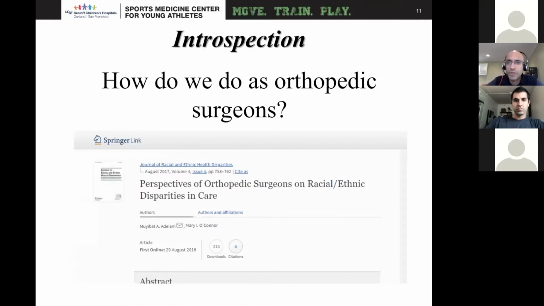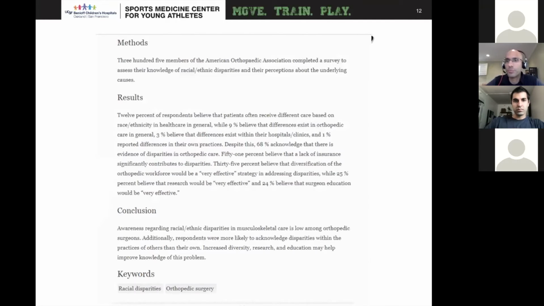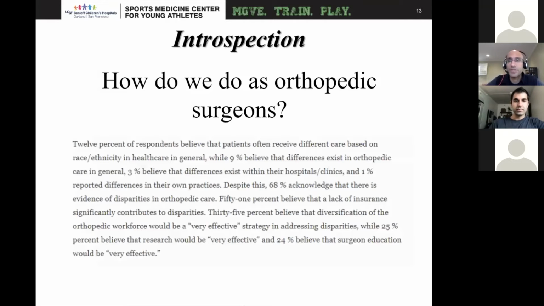And not surprisingly, when you look at orthopedic surgeons, we do horribly. We all think it's not our problem, but it's other people's problem. And there are multiple studies that have shown this, that basically say, look, it's not my practice, it's other people's practice. Maybe we need to educate people more, et cetera, et cetera. But then we just move on with our day and don't actually address it.